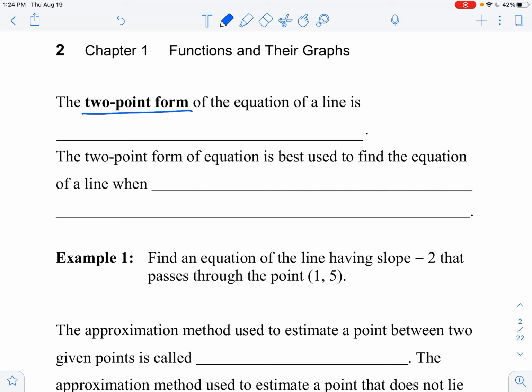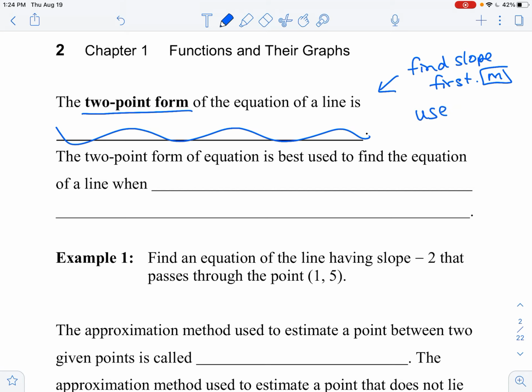We're not going to use the 2-point form equation because if you've got 2 points, you're going to find slope first, find m, and then once you find slope first, you can use either of the points and plug it into point slope form. Okay?